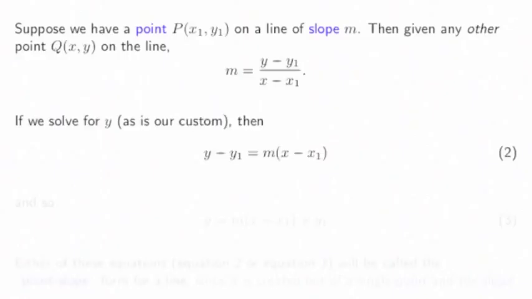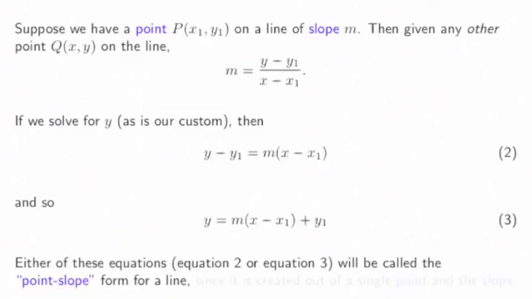and if we solve for y in this equation, we will get that y is equal to m times x minus x1 plus y1. Either of these two equations, equation 2 or 3, will be called the point-slope form for a line because they're created out of a single point and the slope. This is in fact the most important equation for a line, the point-slope form.